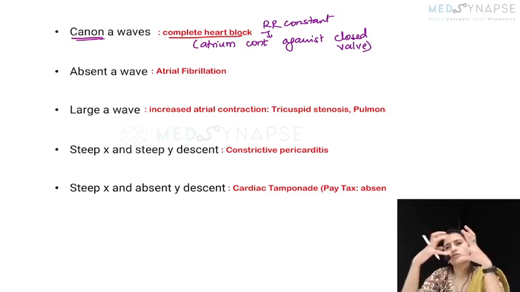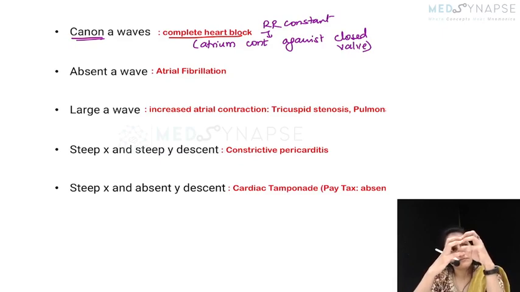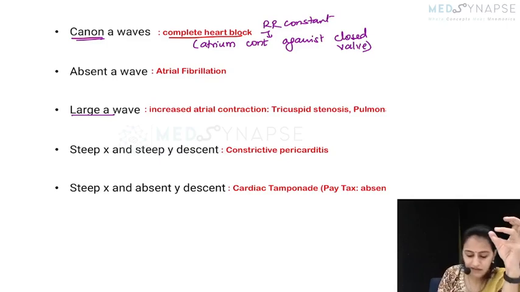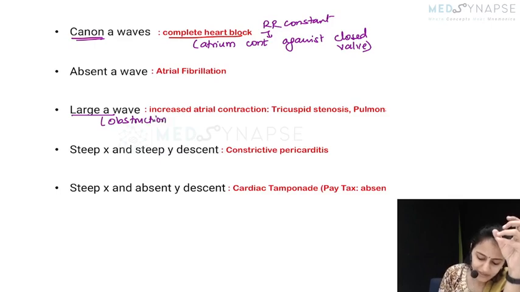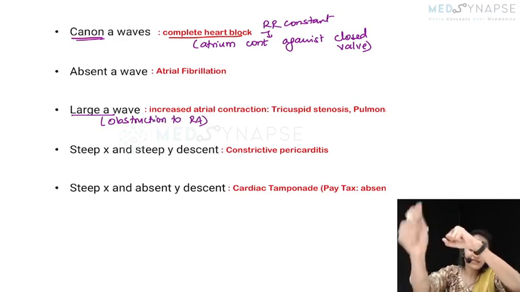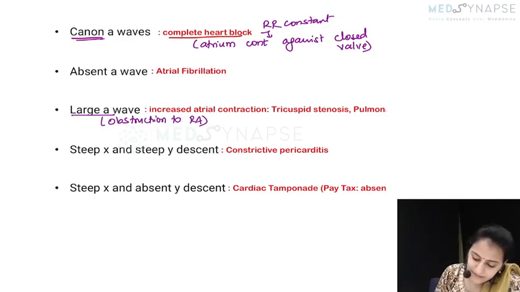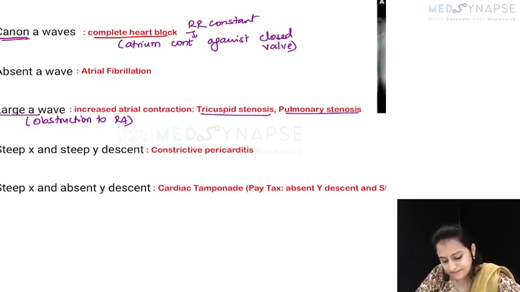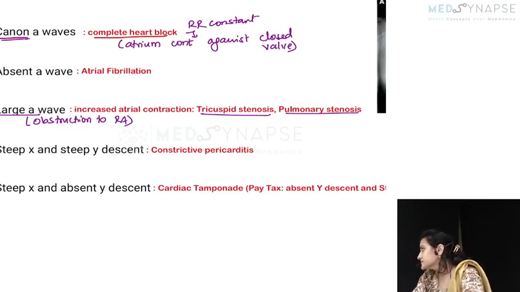If it is not a closed valve, but a narrow valve, will the pressure increase again? Yes. So what will you see? A large A wave. So in which condition will you have a large A wave? When there is any obstruction to the right atrium. When the right atrium is contracting against an obstruction, that is tricuspid stenosis, pulmonary stenosis. Right?